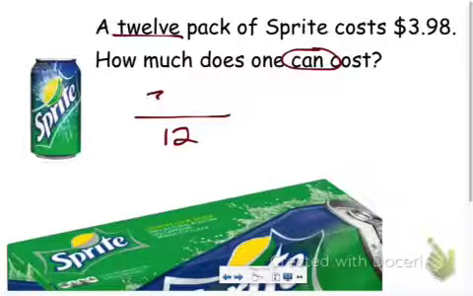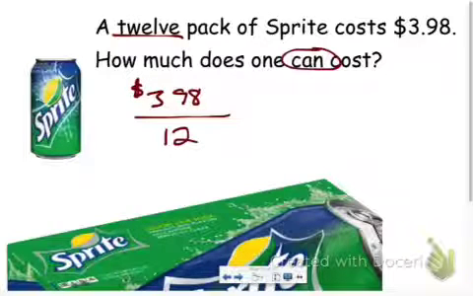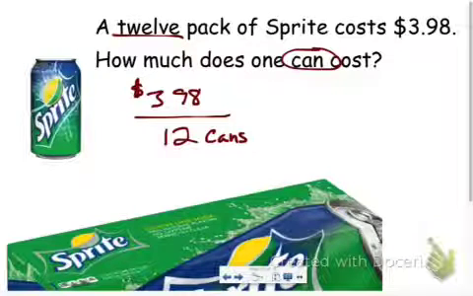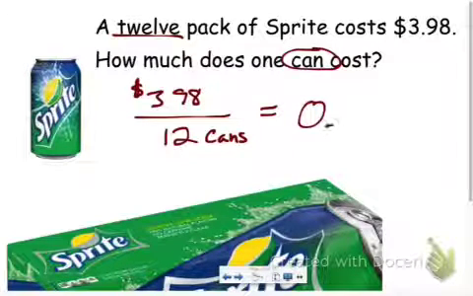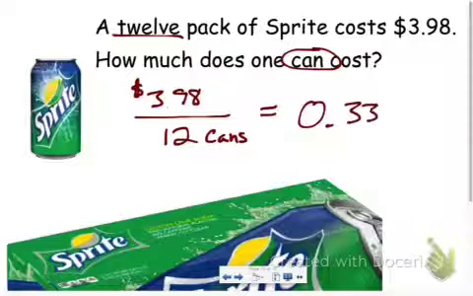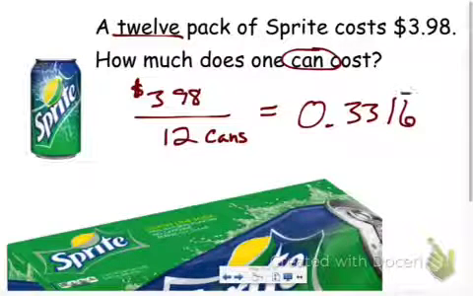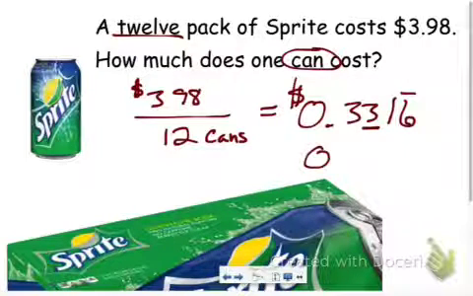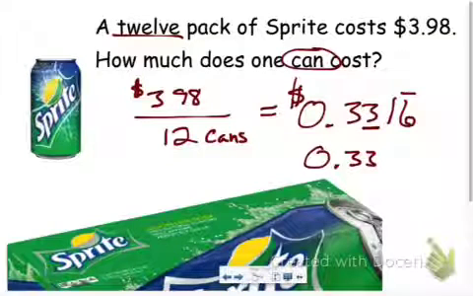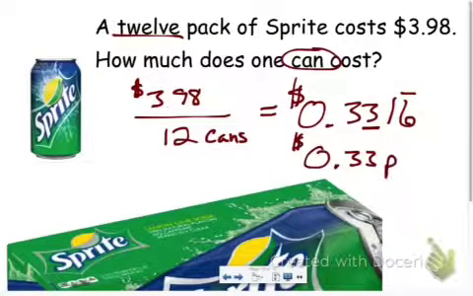And then that's going to cost $3.98. Alright, so when I look at this, I want to get my cans down to 1. So I'm going to type into my calculator $3.98 and divide it by 12. And that's going to get me a decimal that looks like this. Well, since I'm dealing with dollars, I need to go to the nearest cent. So I would look at this and I would say 33 cents per can.